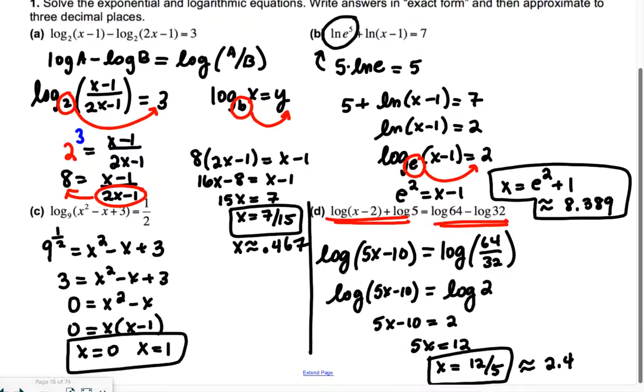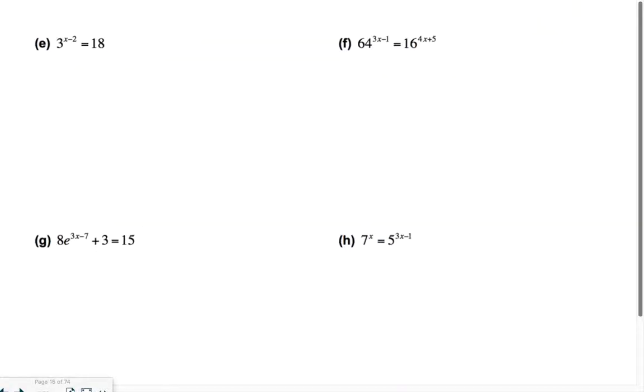All right, so those were log equations. So let's try some exponential equations. Okay, so sometimes with exponential equations, you can get your bases so they're the same base. So do you guys see an example of one of those problems on E, F, G, or H? Yeah, do you guys see F? So you have 64 and 16. You could write those as like 4 to a power or even 2 to a power. You could get those to be the same.